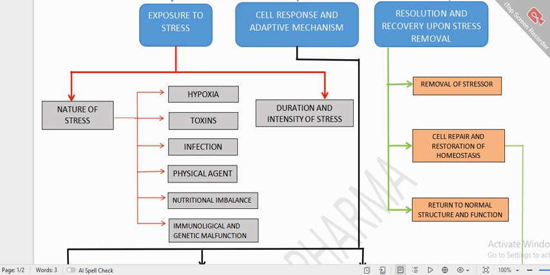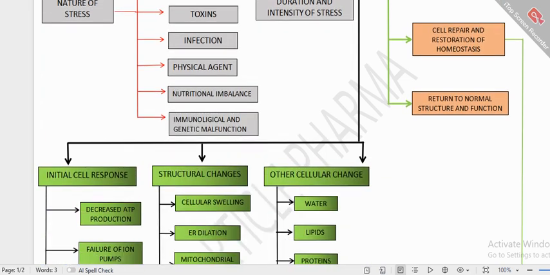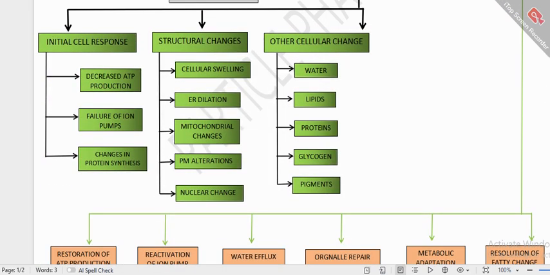Next step is cell response and adaptive mechanism. After the cell is facing a kind of stress, how is it going to respond? Again, it is divided into three subphases. I have explained till initial cell response. So the first step is initial cell response. Next, structural changes which are taking place inside the cell, and other cellular changes.